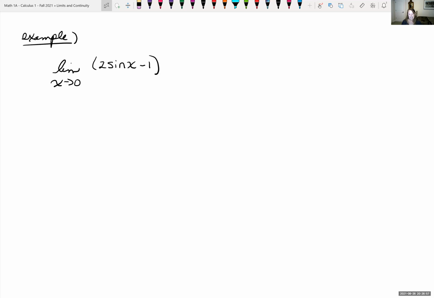Okay, so in this next example, we have the limit as x is approaching 0 of the function 2 sine x minus 1. And so again, all we're doing is direct substitution. We're going to plug in 0 wherever we see an x. And so when we do that, we get back 2 times sine of 0 minus 1. Well, sine of 0 is actually 0. So we have 2 times 0 minus 1, which gives us back -1.